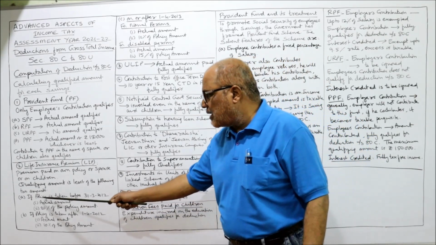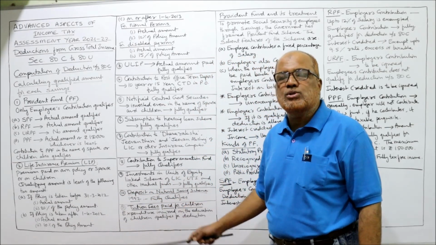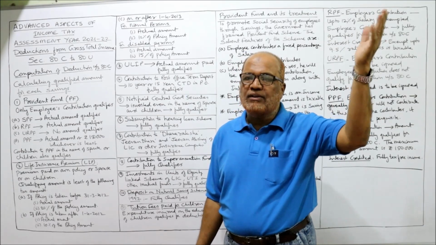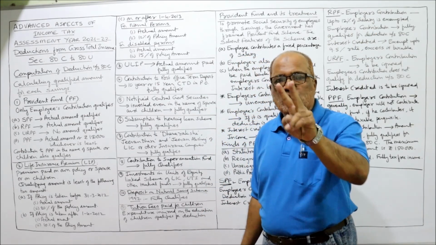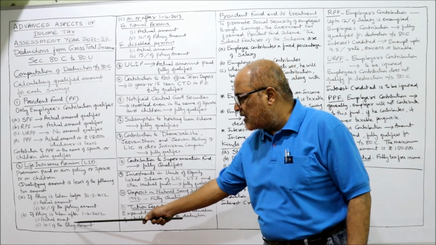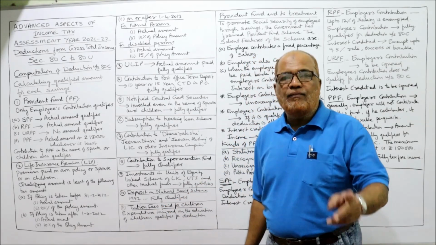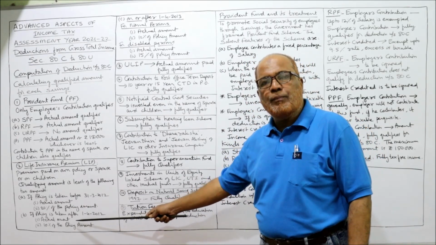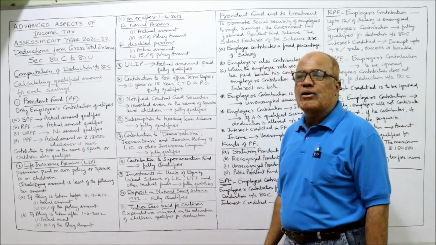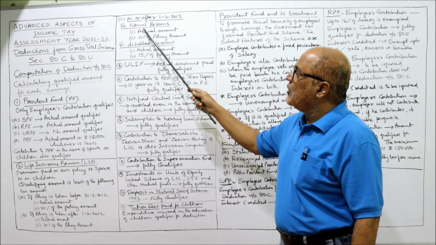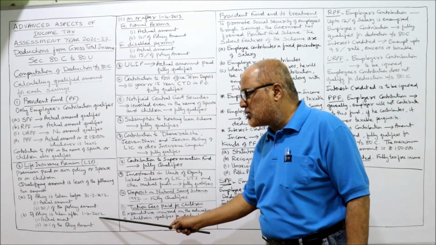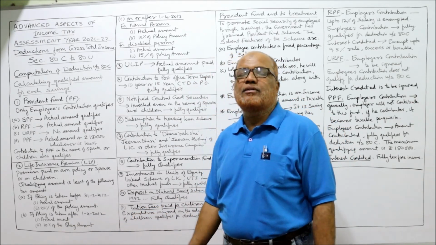If the policy is taken before 31st March 2012, then the least of the following two will qualify: actual premium paid or 10% of the policy amount, whichever is least. If the policy is taken after 1st April 2012, then for a normal person, actual amount or 10%?